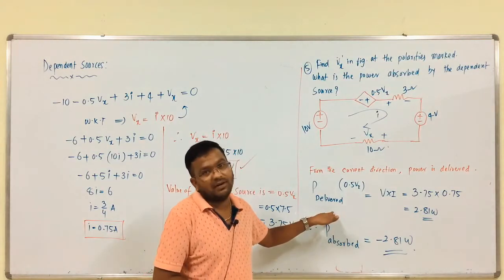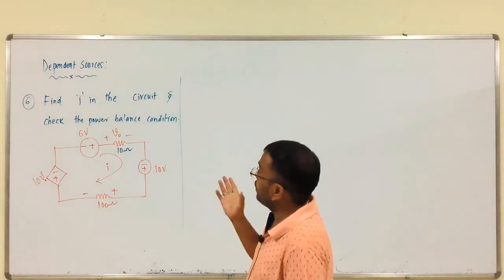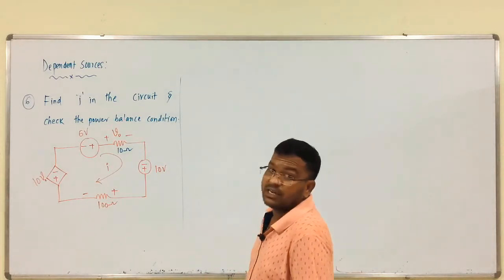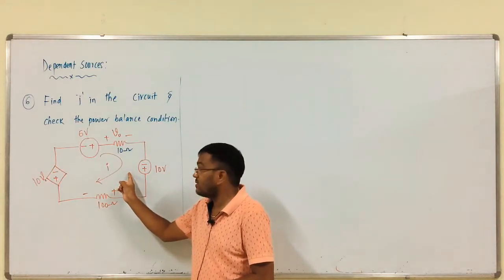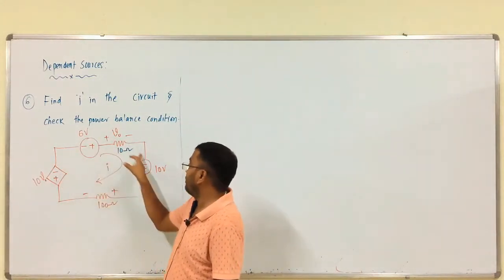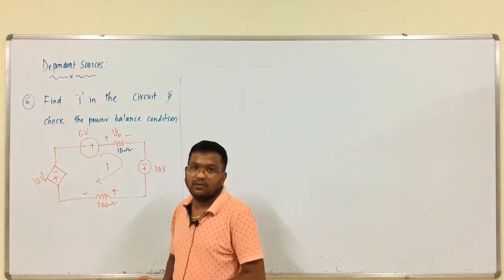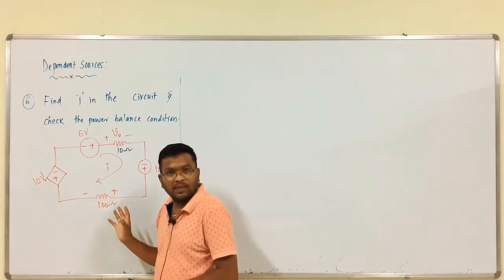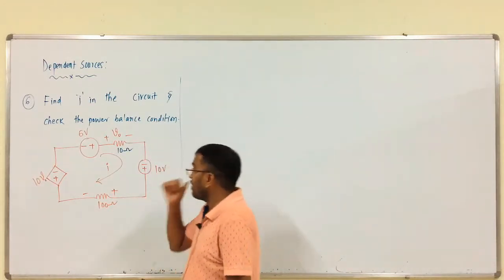This is power delivered. So, the next problem is to find the current in the circuit and check the power balance condition. We have to calculate the current in the circuit as well as the power in each and every element, and later we will check the power balance condition. This is a very important problem. I think this problem will solve all your doubts.